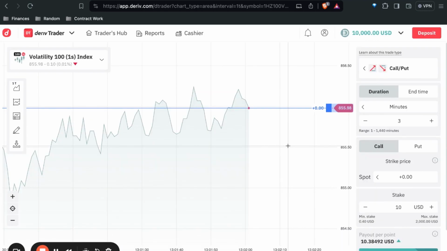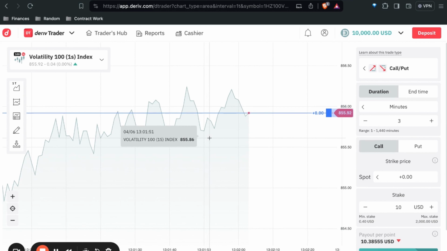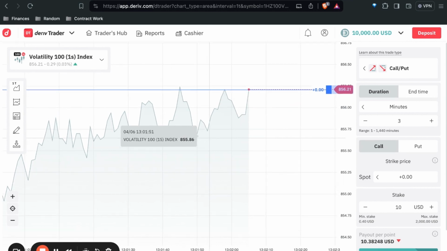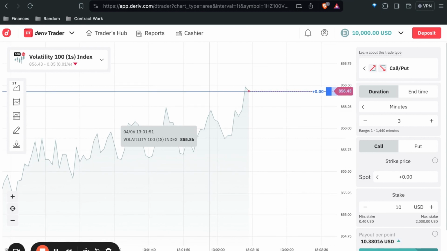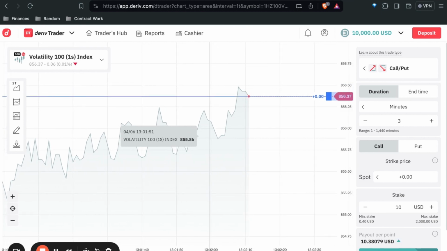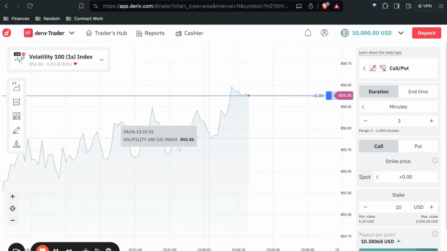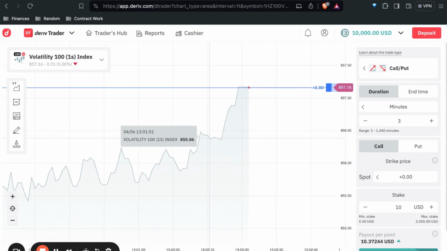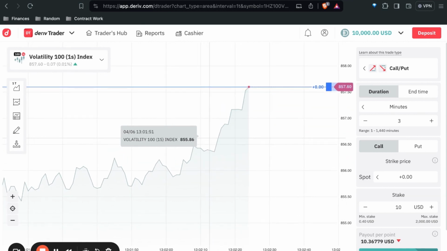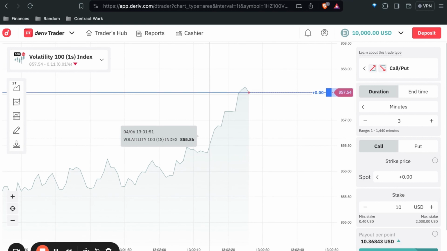And to wrap up here, the synthetic indices trading on Deriv offers an innovative way to trade with controlled risk and without the impact of real world events. You can trade around the clock and choose your preferred volatility. If you're looking for a stable trading environment, Deriv synthetic indices might be the perfect fit for you.